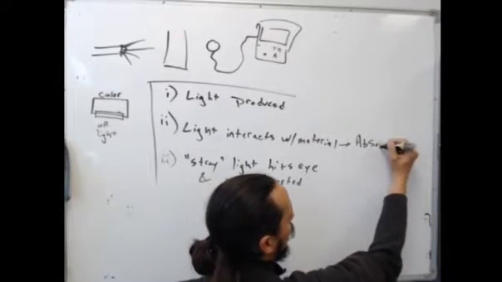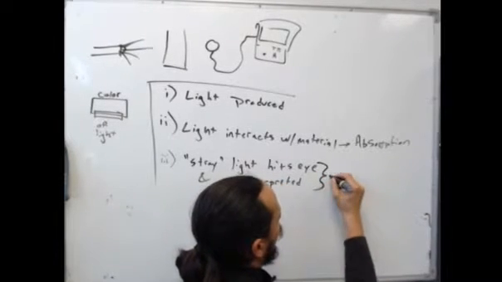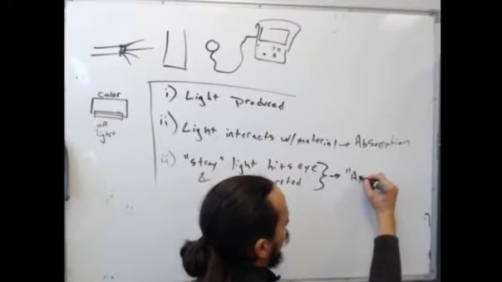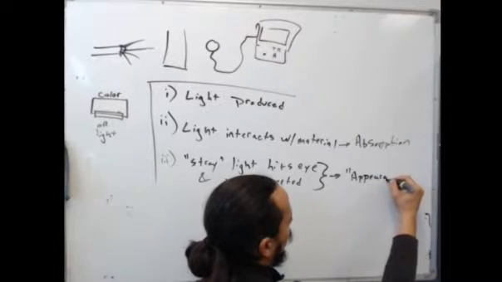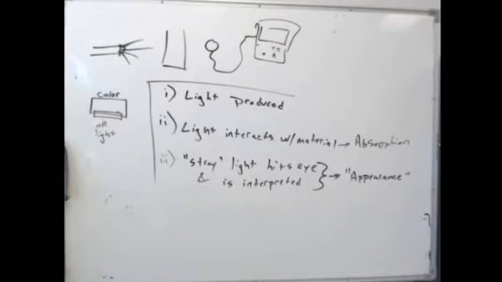And if I could spell. This is what I call the appearance of the color, right? So the material interacting with light is what we typically care about, right?